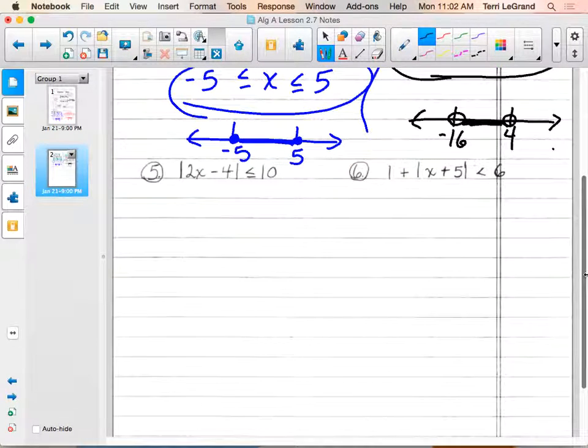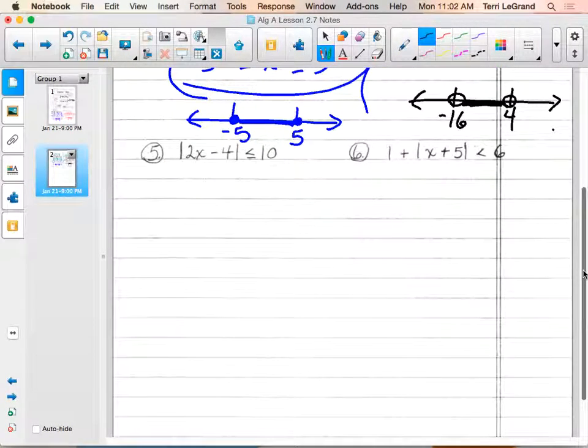Okay, how about number 5? What step do we get to skip this time? The adding for those values. Yeah, we get to skip getting the absolute value expression by itself. It's already by itself. There's nothing else happening on that side of the absolute value bar. So what are we going to go right away to doing? Jossie? Making the compound inequality. Yeah, writing in our compound inequality.